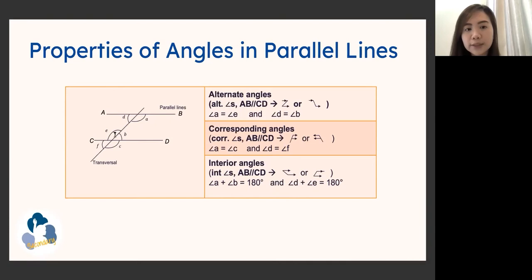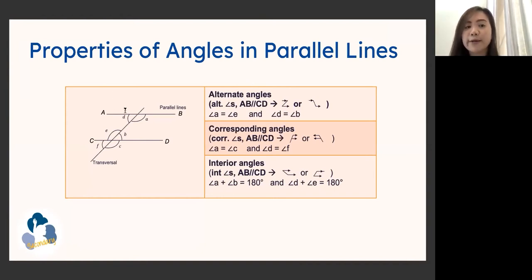So alternate angles are equal. You see A equal to E, B equal to D. It is actually framed by the Z shape. I think it's not new to you, the Z shape. Your teacher might have already told you Z, F, etc. So alternate angles are identified or framed by the capital letter Z.